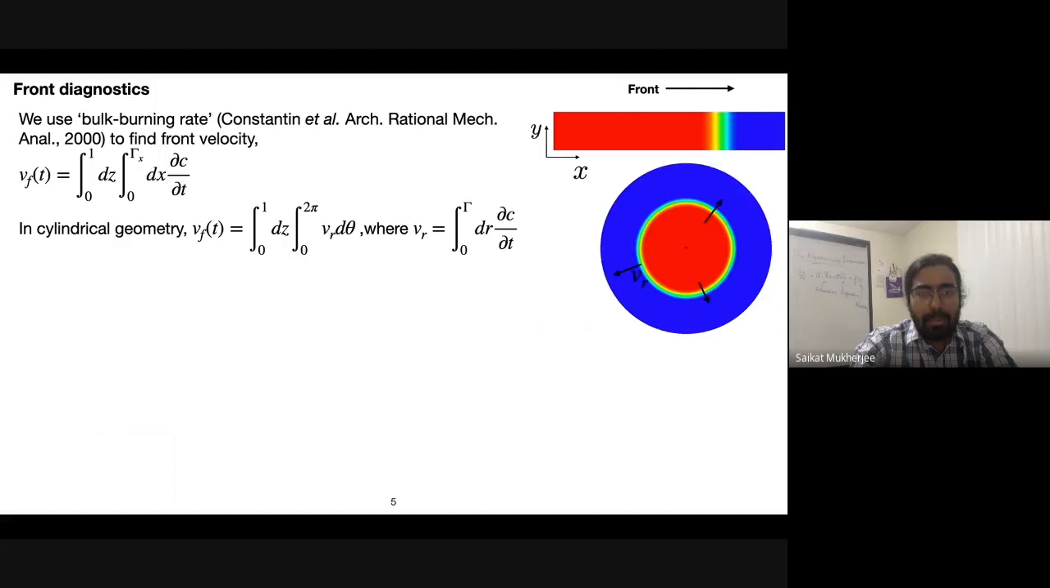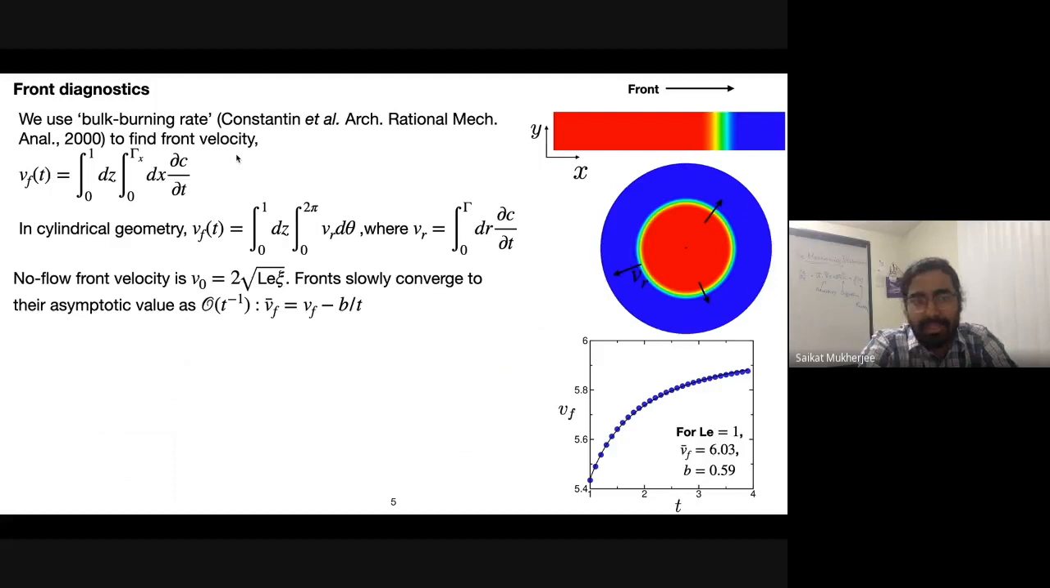I'm going to go over this slide real quick. We compute the front velocity using this integral approach, which is called the bulk burning rate. It's a mathematically rigorous definition of front velocity, just a spatial integral of partial C, partial T. In cylindrical geometry, it boils down to this expression here. Shown are two pictures of fronts propagating in no flow, so there is no fluid motion in the background, and it's just a reaction diffusion equation that's propagating. We wanted to convince ourselves that this gives us the theoretical value of front velocity for this simple system, which is this quantity here, and we do get that value here.